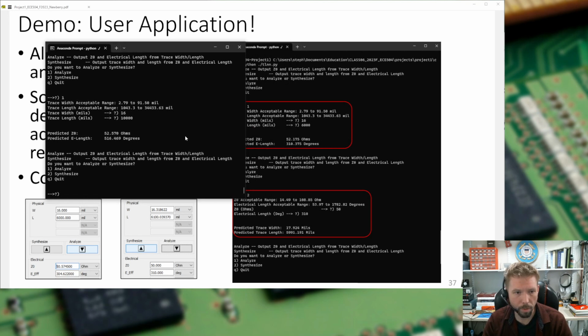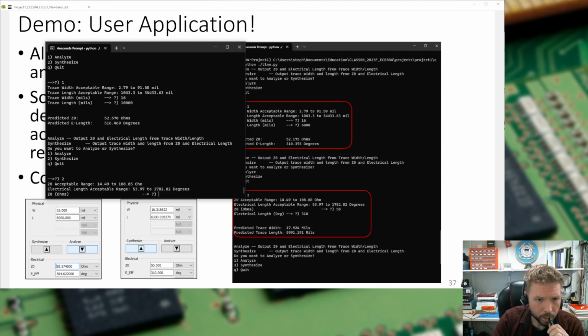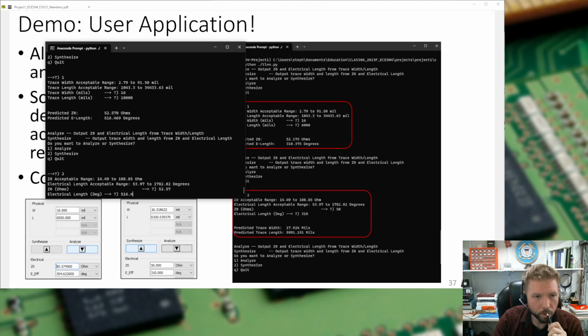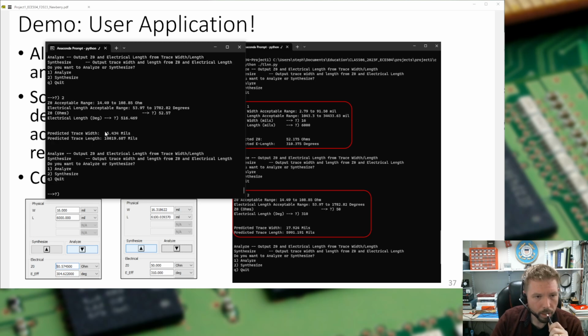And we can show an example of the reverse here. I'll use those exact numbers actually. So we'll synthesize, and we'll use 52.57 ohm and electrical length 516.469. And this tells us that the trace width is 15.4 mil with a 10.019 inch trace. So we definitely see a difference in trace width. This is more than half a mil off on the trace width. It's only 19 mil off on a total 10-inch trace length. So it's reasonable. You can see it's getting very close, but it's not quite design worthy.